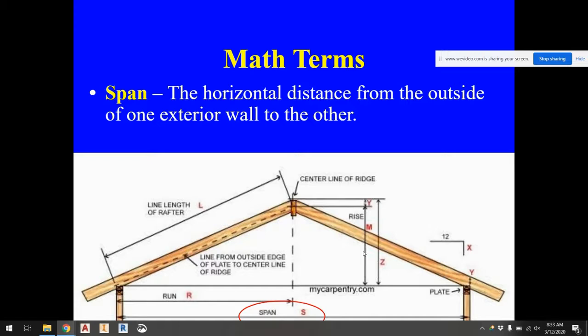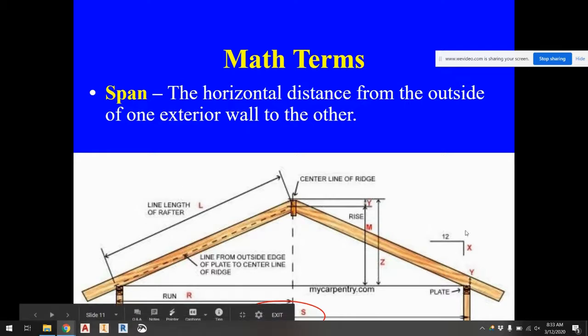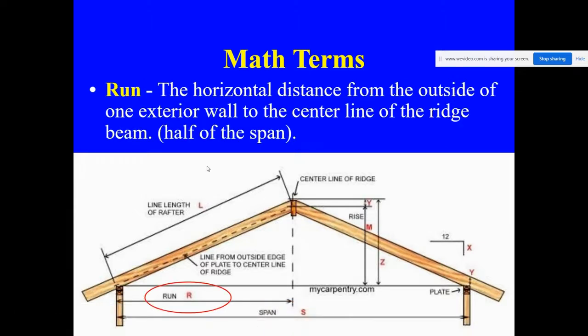We have the span. That is the horizontal distance from the outside of one exterior wall to the outside of another. So this is the outside edge of one wall, this is the outside edge of another wall. The total distance between the two of those is called the span. All right.